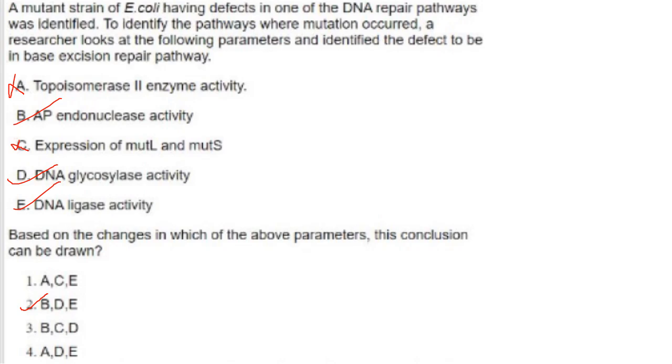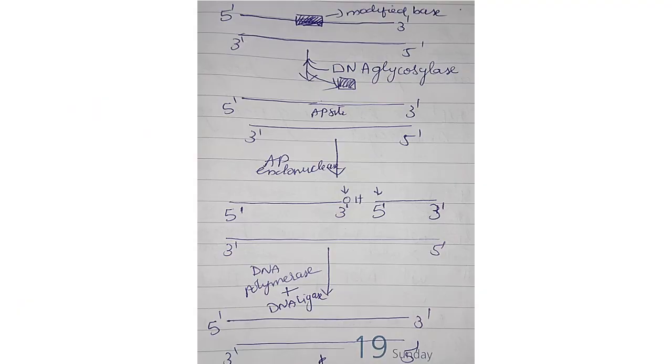Topoisomerase enzyme activity, that is not required in base excision pathway. So A is not there. AP endonuclease activity, yes, you require in base excision pathway. Expression of MutL and MutS, that is required in mismatch repair. So C is not needed. DNA glycosylase activity, yes, you require in base excision pathway, and DNA ligase is also needed in base excision pathway. So B, D, E is the answer. Answer is option 2.